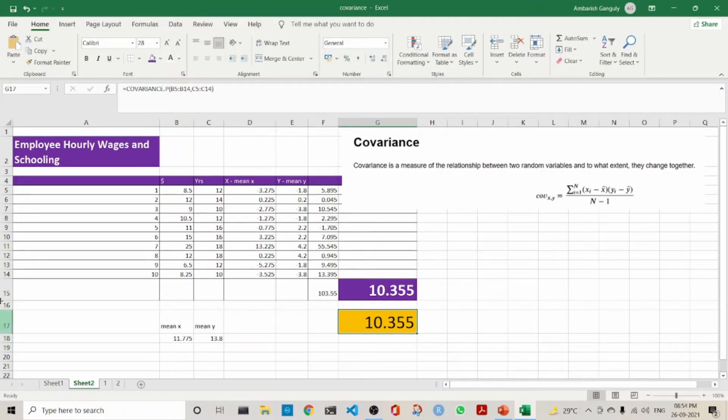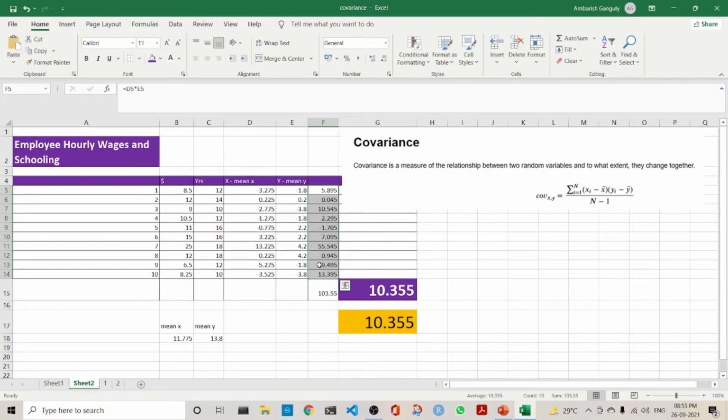So let's consider employee hourly wages and schooling. So in this column, it is employee hourly wages, and this is the years of schooling. So when we do the covariance of this, as it is xi minus x bar, we calculate the mean of x, and here in this column we calculate x minus mean x. So 8.5 minus 11.775, you see that is what is happening. Similarly, for all the items we are doing this. Similarly, for y we are doing also y minus mean y, and then we multiply it together and then we get this value.